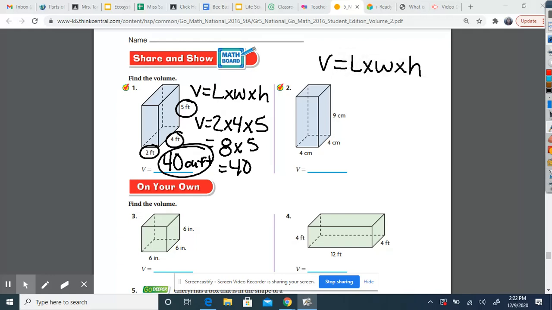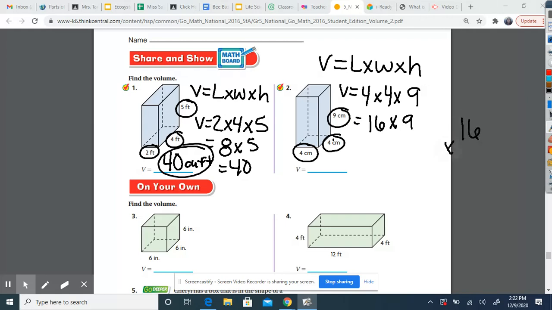length times width times height. I'm going to circle my 3 measurements. We're going to say 4 times 4 times 9. So 4 times 4 gives me 16. 16 times 9, we can solve it over here. 9 times 6 is 54. 9 times 1 is 9, plus 5 is 14. So 16 times 9 is 144. Cubic unit is centimeters.